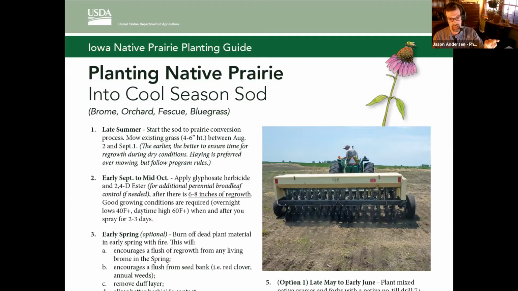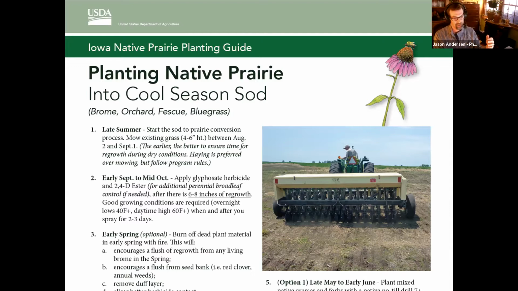I should probably tell you now that this document up on the screen, I'm going to give you a link to. It has all these steps in it, so you don't have to memorize what I'm talking about. I'm just giving you the brief 30,000 foot overview. The fall spraying is absolutely essential to kill these cool season introduced grasses, especially brome.